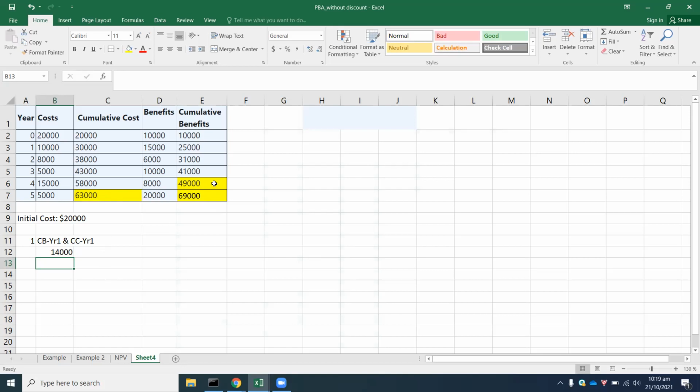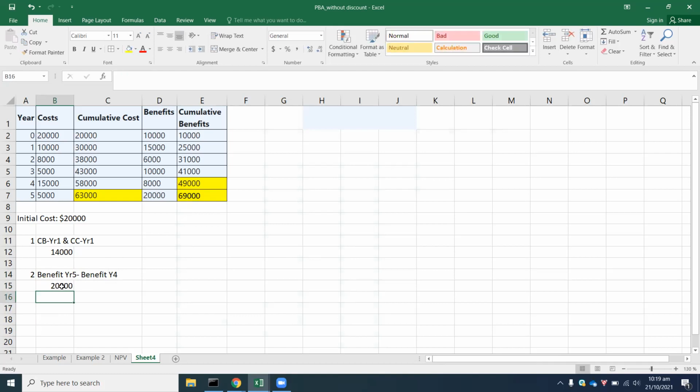So somewhere after you have gone past the 4th year and entered the 5th year already, in between that, that's where your total cost has been covered up. So we need to find exactly the month. Step 2 is, next up, you need to calculate the monthly benefit between year 5 and year 4. So benefit year 5 minus benefit year 4. We'll do that. Equals 69,000 minus 49,000.